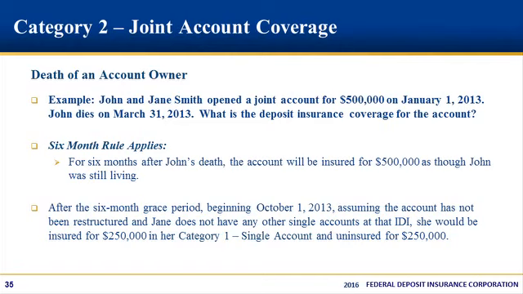The answer is that for the 6 months following John's death, assuming that the account remains open and Jane does not retitle the account, it will continue to be insured for $500,000 as though John was still living. After the 6-month grace period, assuming the account has not been restructured, beginning October 1st, 2013, Jane would have $500,000 in Category 1 single accounts, with $250,000 insured and $250,000 that would now be uninsured.